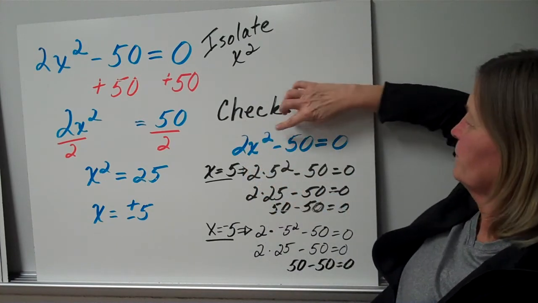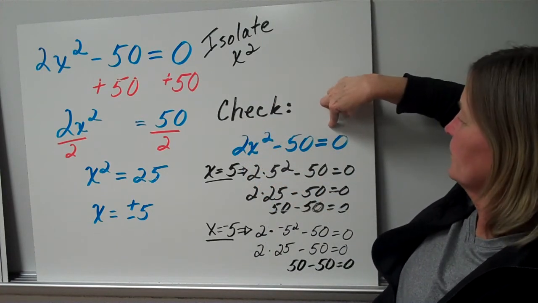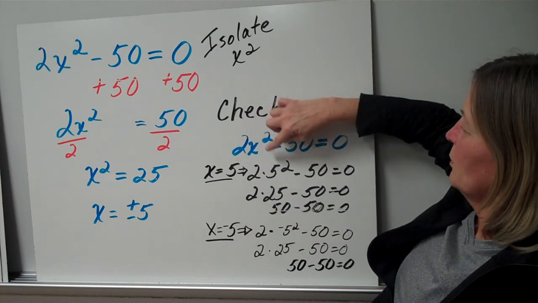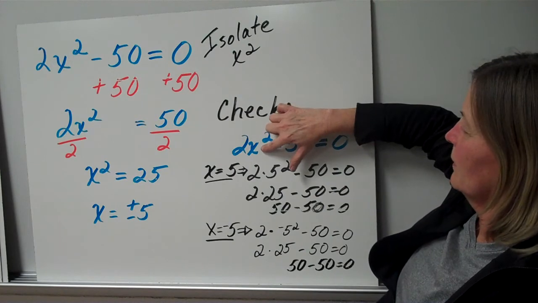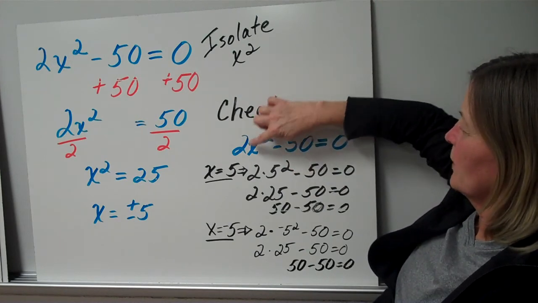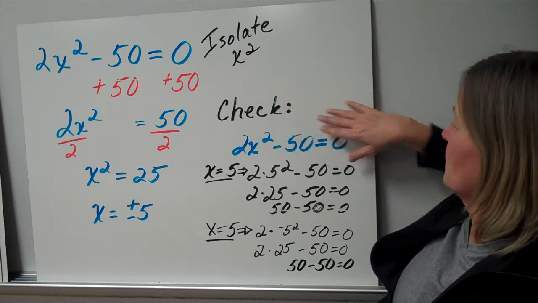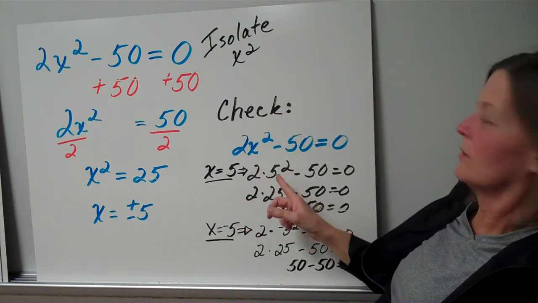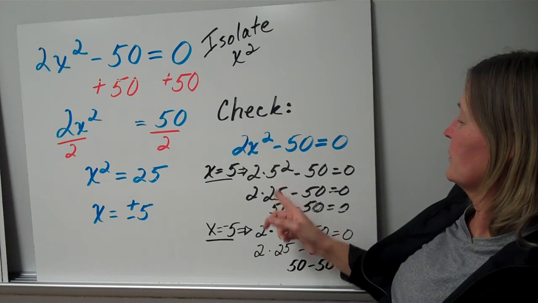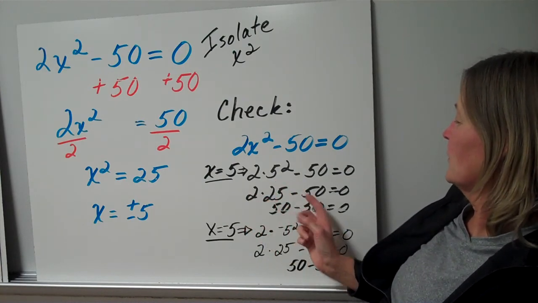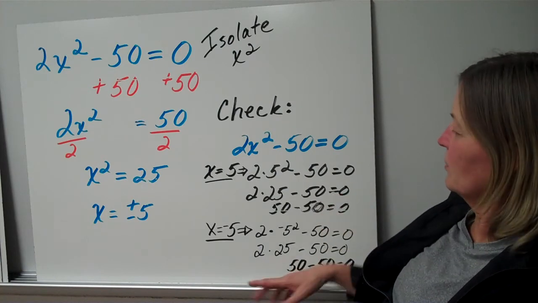To do that, take the original problem, and let's take the answer of x equals positive 5. We will put the positive 5 in for x. So we'll have 2 times 5 squared minus 50 equals 0. Don't forget the order of operations: 5 squared is 25. 2 times 25 is 50, subtract 50, and it does indeed equal 0.